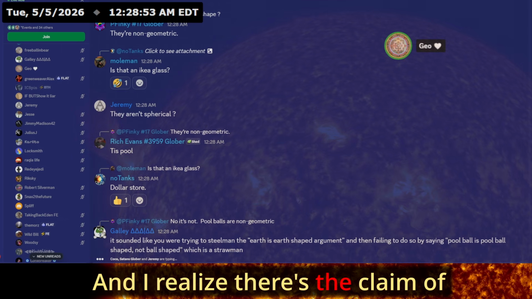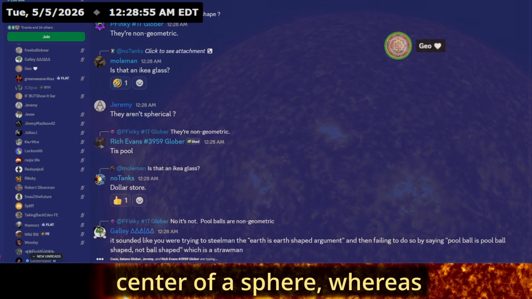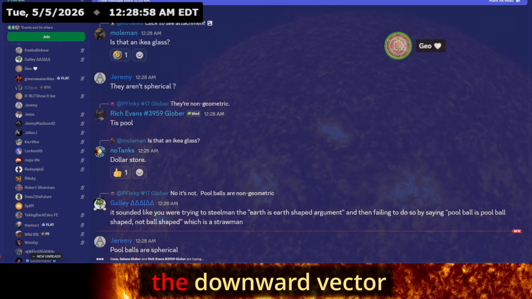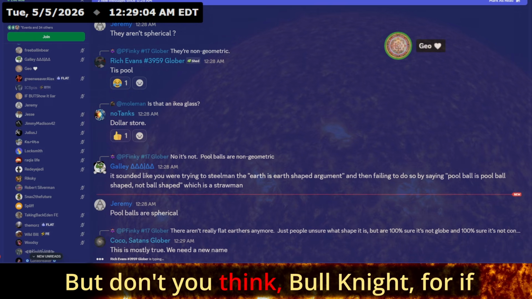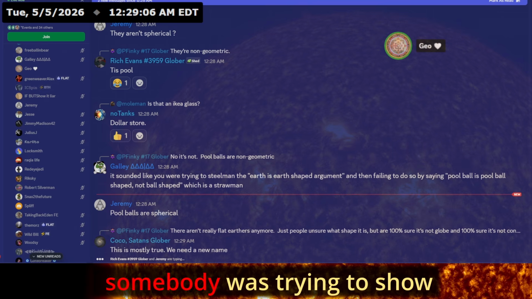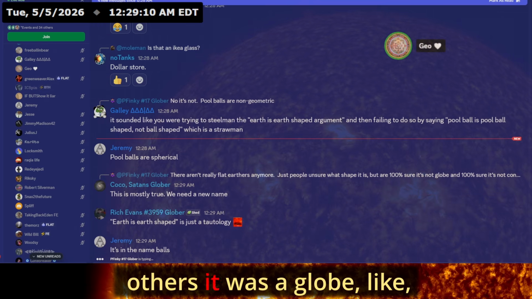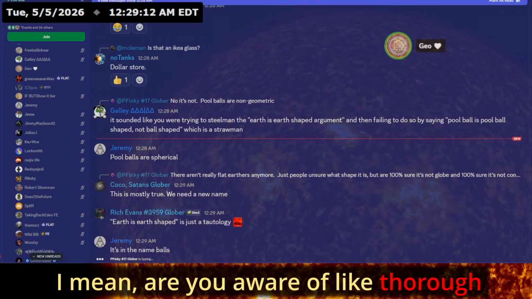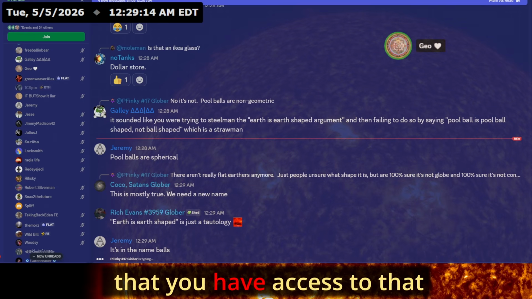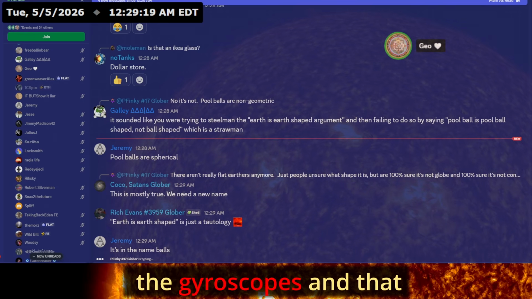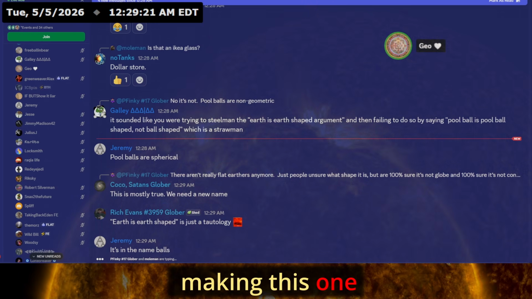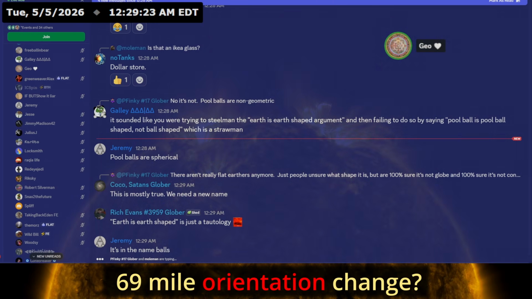And I realize there's the claim of gravity pulling to the center of a sphere, whereas gravity on a plane would just be more of the downward vector, just down instead of towards the center of a sphere. But don't you think, Bull Knight, if somebody was trying to show others it was a globe, are you aware of thorough data that seems able to be somewhat verified, that the gyroscopes and airplanes are actually making this 1 degree every 69 mile orientation change?